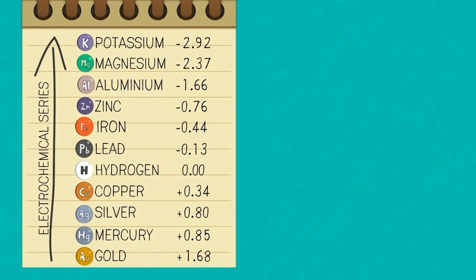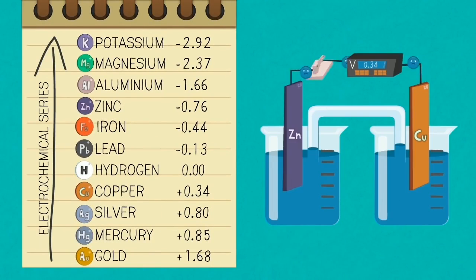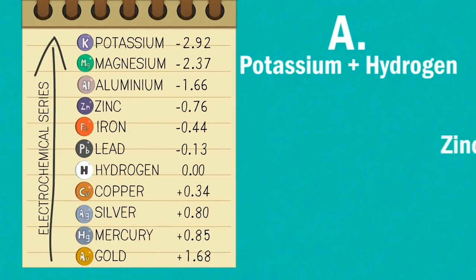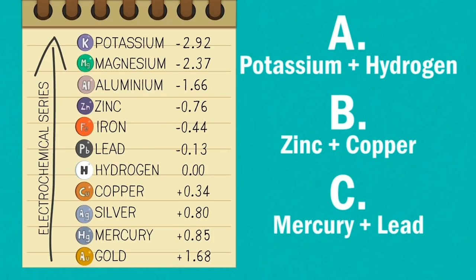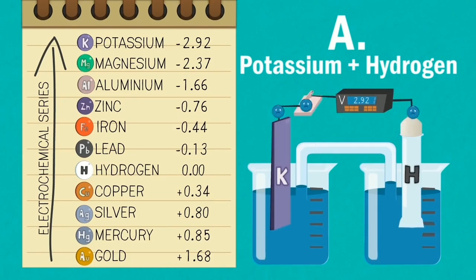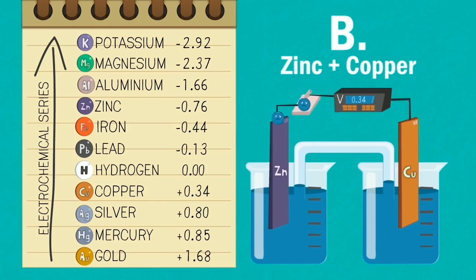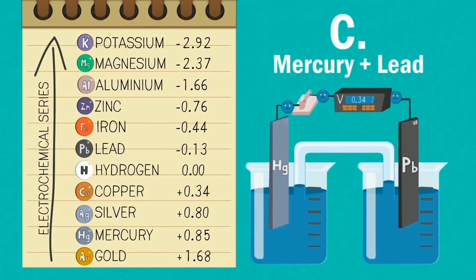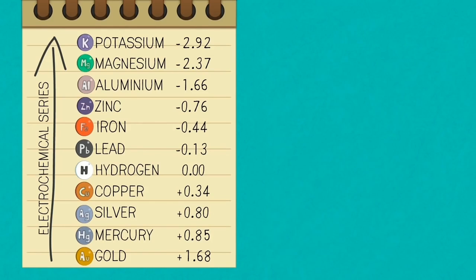Using electrochemical series, can you predict the direction that the electrons will travel towards for the following pairs of metals? The electrons always move from the metal with the more negative electrode potential to the more positive electrode potential. Now pause the video and get ready for an answer. The answer is that electrons move from potassium to hydrogen for A, and for B, the answer is electrons move from zinc to copper, and for C, the answer is the electrons move from lead to mercury.